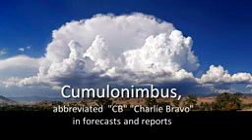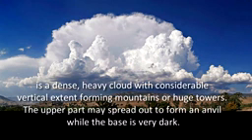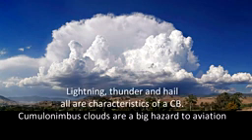Finally, cumulonimbus, abbreviated CB, Charlie Bravo, in forecasts and reports, is a dense, heavy cloud with considerable vertical extent, forming mountains or huge towers. The upper part may spread out to form an anvil, while the base is very dark. Lightning, thunder and hail are all characteristics of a CB. Cumulonimbus clouds are a big hazard to aviation.